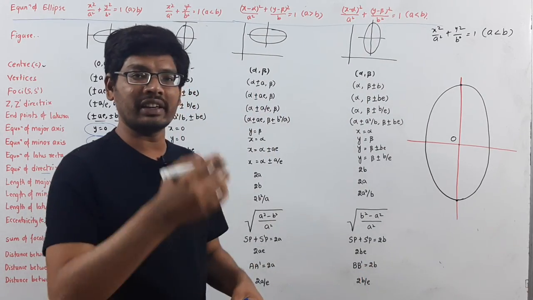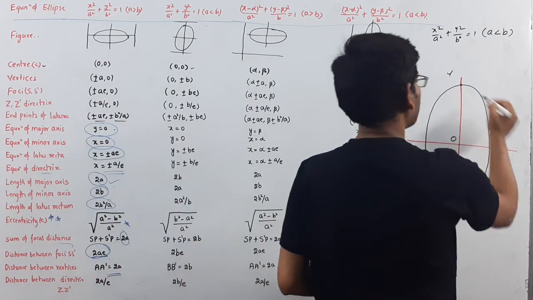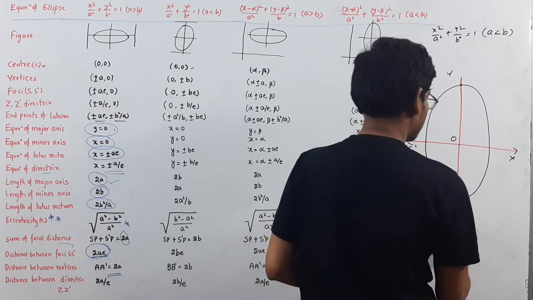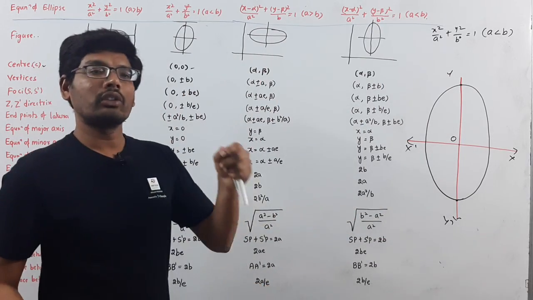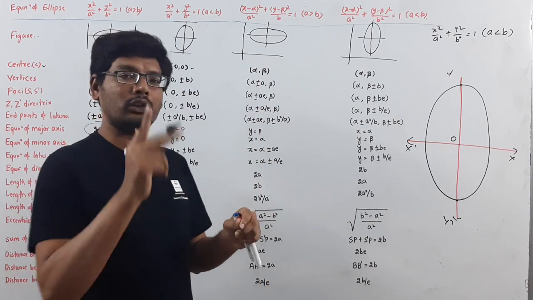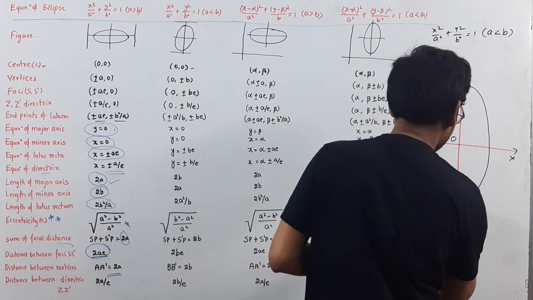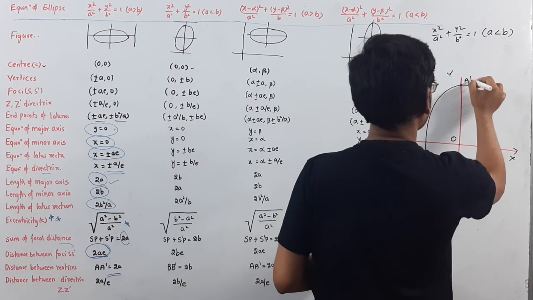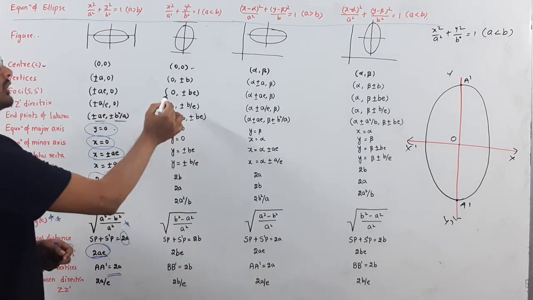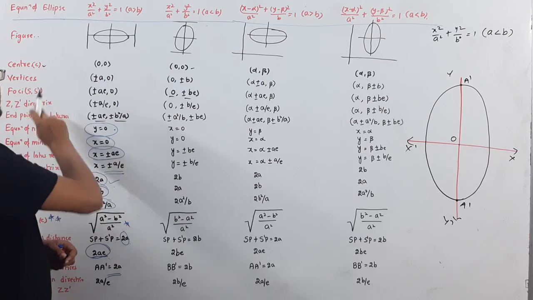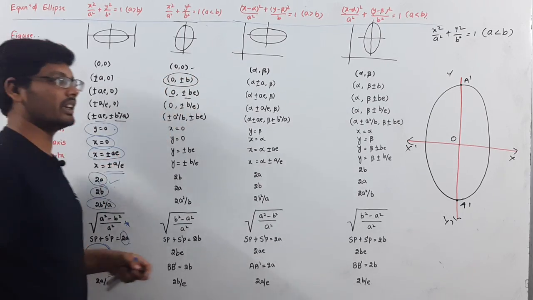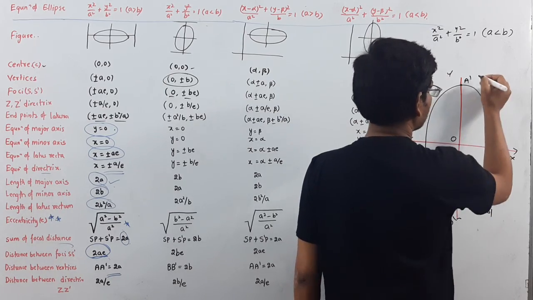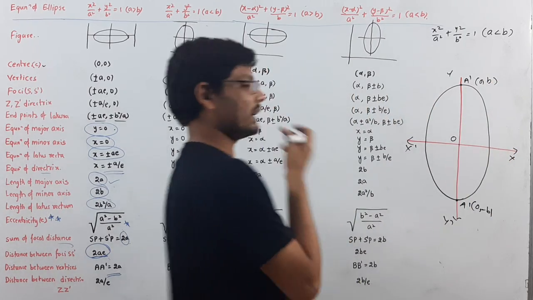What is the major axis here? The y axis is the major axis. The points of intersection of the ellipse to the major axis at 2 points are called vertices. This is A dash and this is A here. Those points are 0, plus or minus B. 0, minus B and 0, B. That is the first point and the second point here.